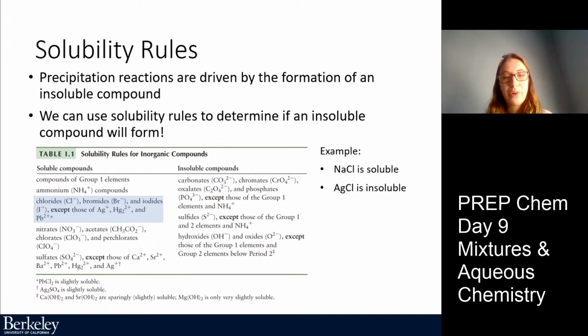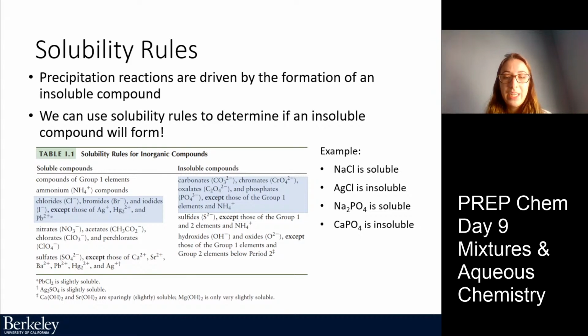So let's go through one more example. Say we have sodium phosphate. We can read through this table again, and look for an entry under the insoluble side. All of the entries under the insoluble heading mean that if you have these things, your compound will be insoluble. So this rule says that carbonates, chromates, oxalates, and phosphates are insoluble, except for those of group 1 elements and the ammonium cation.